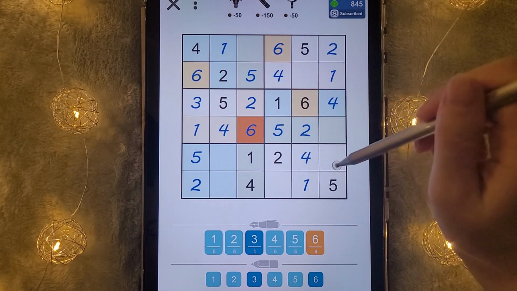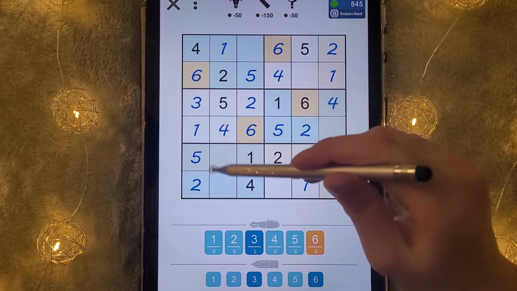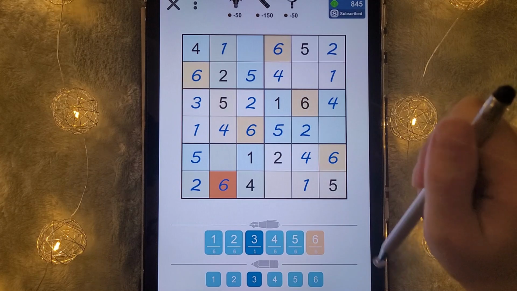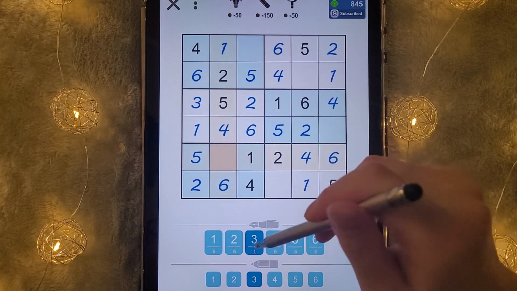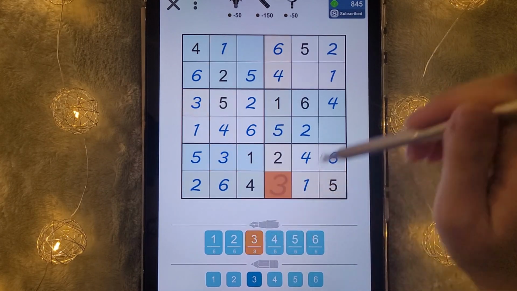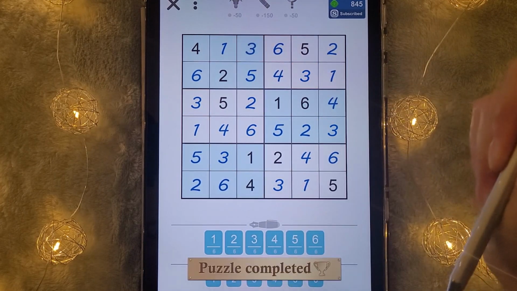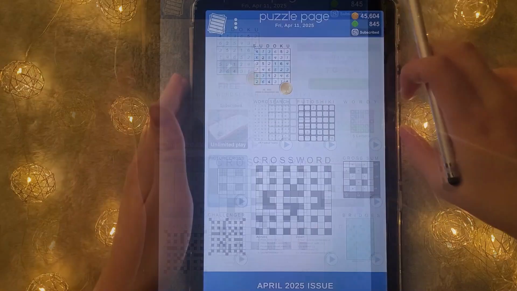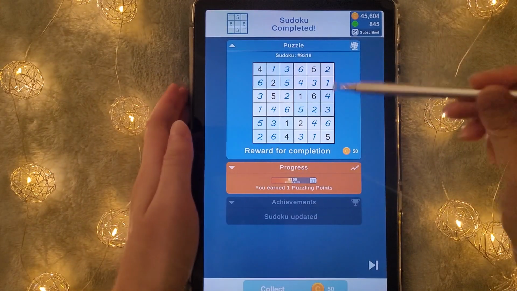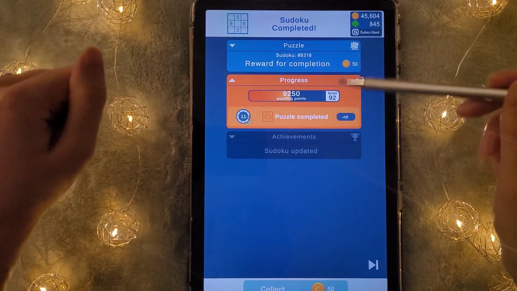Here. There. And the last 6 there. And then now all of these cells remaining have to be 3s. There we go. So that was our first puzzle complete.